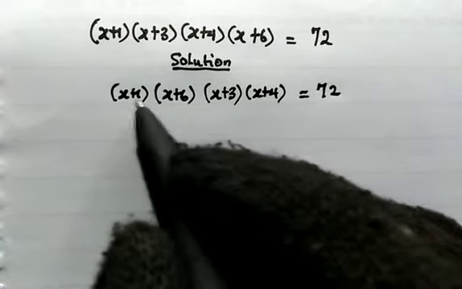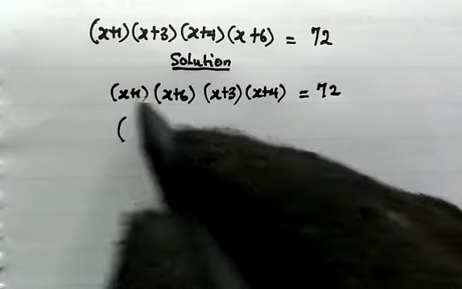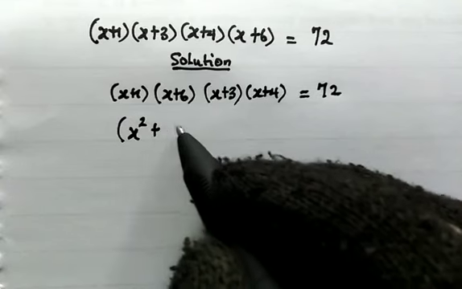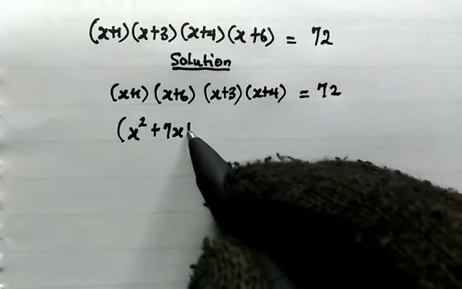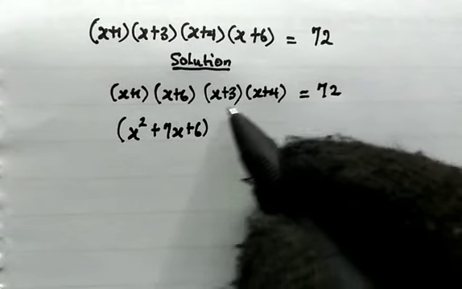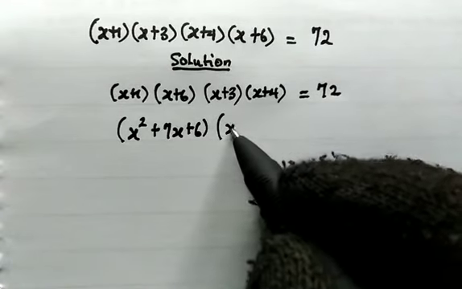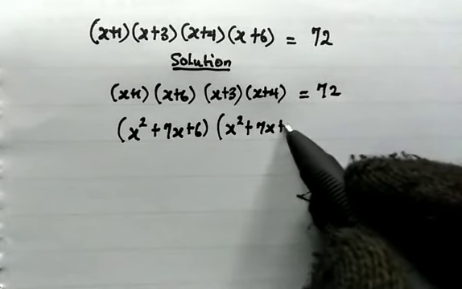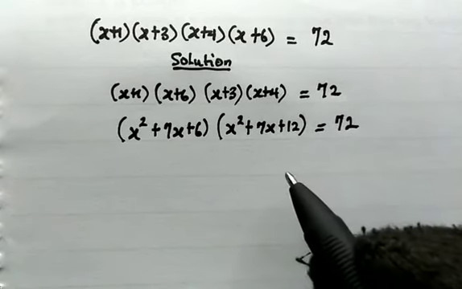Now let's try expanding these two brackets here. If we multiply this, we have x squared plus 7x plus 6. And from the other two brackets here, when you multiply, we get x squared plus 7x plus 12. And this is equal to 72.